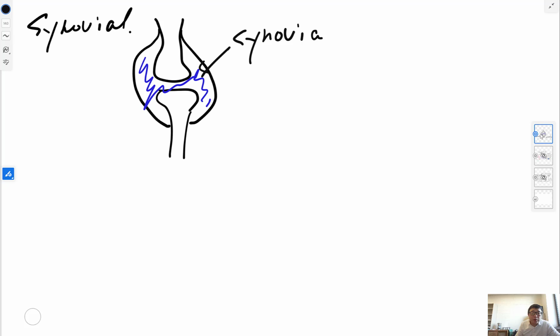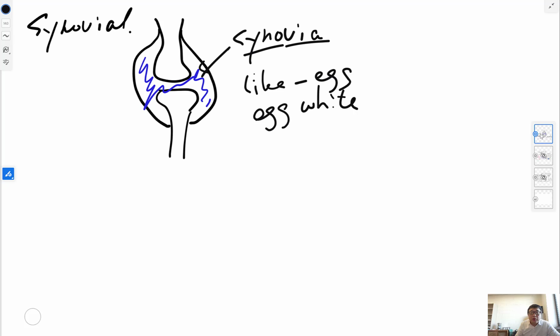synovial fluid. What does synovial mean? Syn means like, ovia means egg. This means something like egg white. This is the original meaning of this word. And then synovial joints means some joints contain liquid, a liquid like egg white. And what's in the liquid? Again, hyaluronic acid.